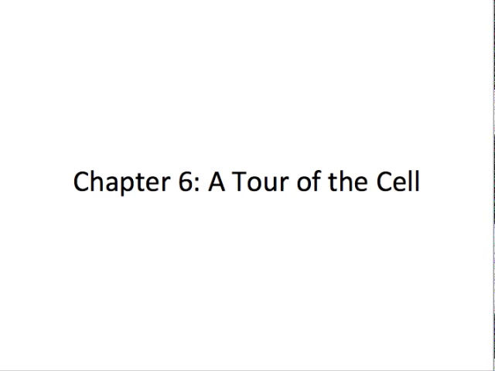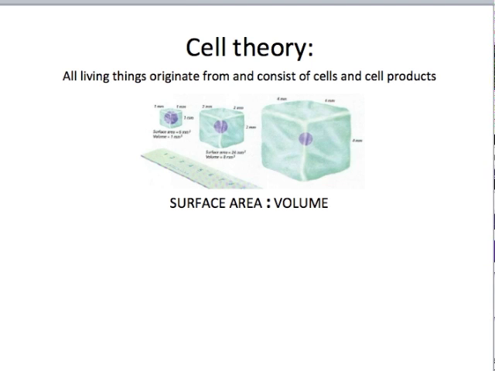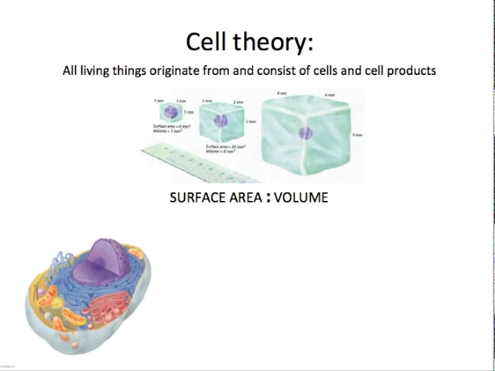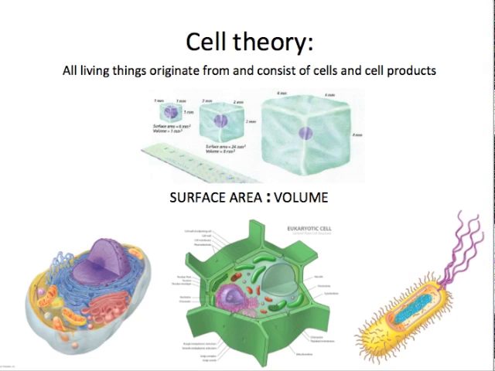Okay, let's go into cell theory. Cell theory is the idea that all living things originate from and consist of cells and cell products. So a cell size is governed by the surface area to volume ratio. This regulates the size of cells, and it's really key to understanding all cells, whether they be animal cells or plant cells or even bacterial cells. All of them are governed by surface area to volume ratio.